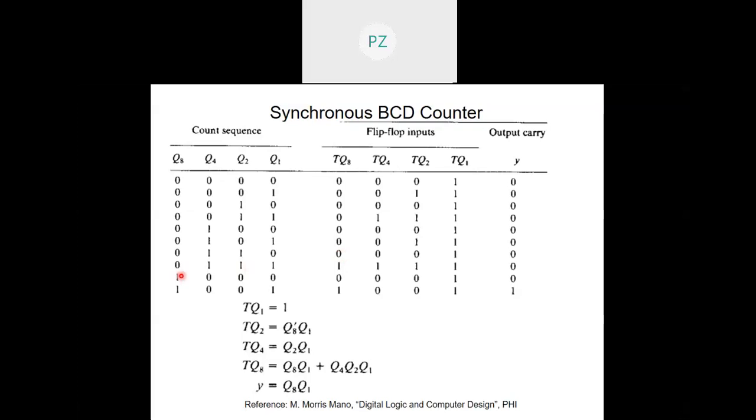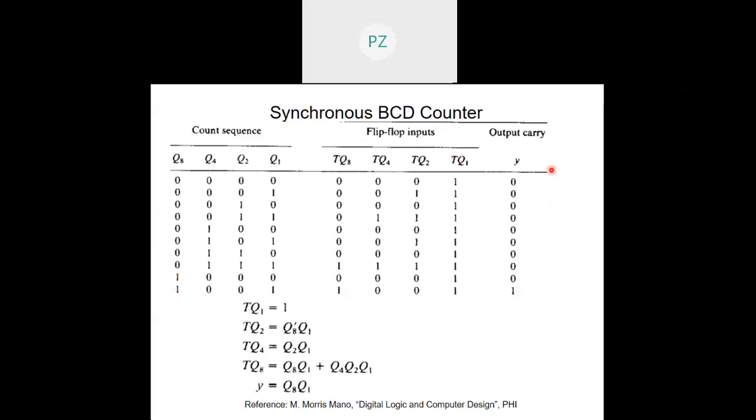From 0 to 1, there is a change. We want the next state to change from the previous state. So that is why we are feeding TQ8 as 1. Right? Again, 1, 1, there is no change, so that is why a 0 here. Now after this, it goes back here. So there is a change, 1 to 0. So that is why we are feeding a 1 here. So these are the required flip-flop inputs.